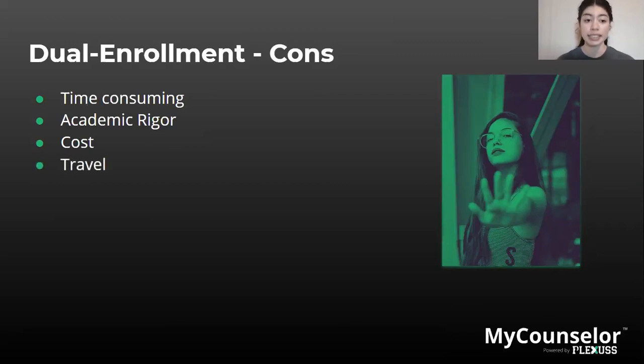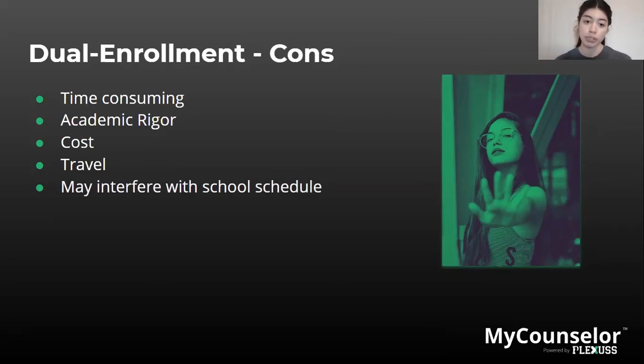Travel. These classes are not going to be taken at your high school. Therefore, you're going to have to travel to your community college or wherever you will be taking this class to be able to attend that class. And finally, these classes may have a possibility to interfere with your school schedule. So therefore, you have to make sure to schedule a dual enrollment class in the evening or check with your high school to see if they will let you leave early.